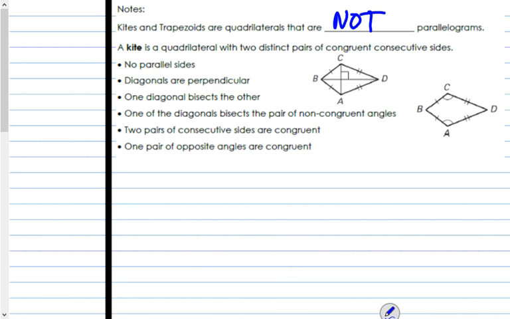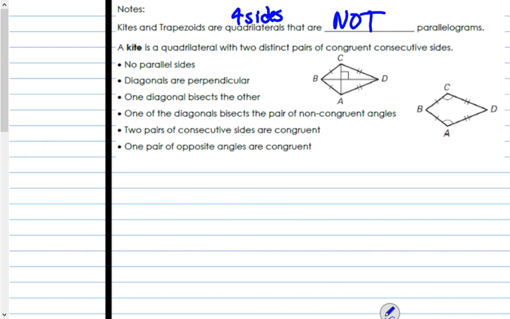But kites and trapezoids are quadrilaterals that are not parallelograms. So they do have four sides, but the opposite sides of those shapes are not parallel. So they are not parallelograms. A kite is a specific type of quadrilateral, and we will go over the properties of that one first.